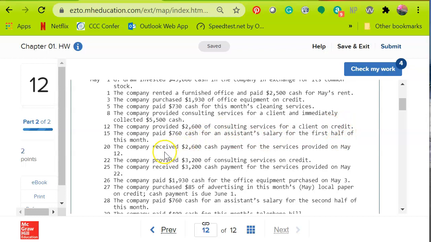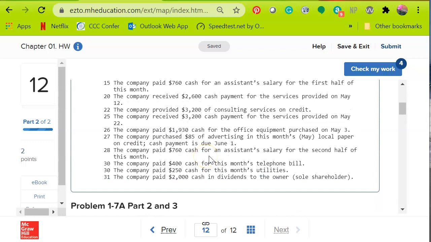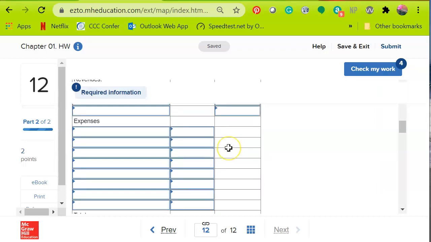So it has to be the payment. So 2,600 cash paid, that's going to increase cash. 3,200 cash paid, so 2,600 plus the 3,200, that's 5,800 for this example. Again, you're going to use your numbers, not my numbers.